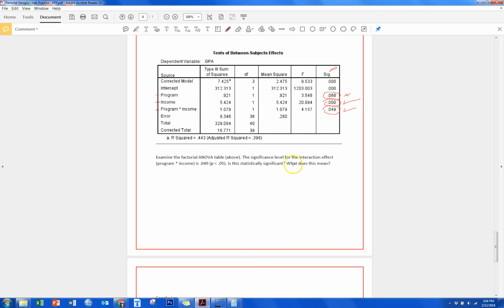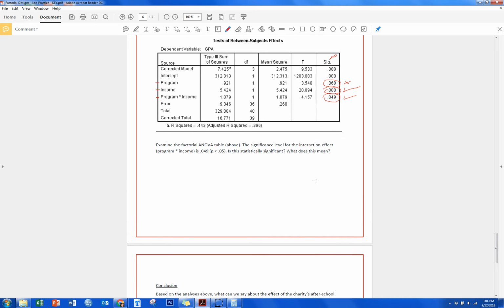So examine the table. The significance level for the effect is 0.049. Is it statistically significant? What does this mean? Okay, so let's say something about that. The significance level of the interaction term would be another way of describing this line in the output here, or this variable. So the significance level of the interaction term was 0.049, which is less than 0.05. Therefore, the interaction effect was statistically significant.